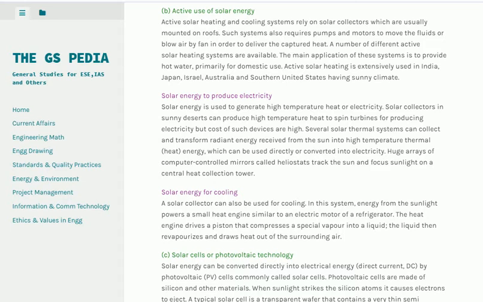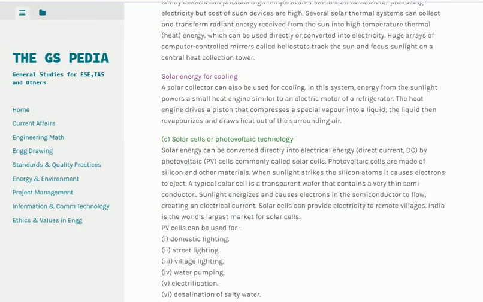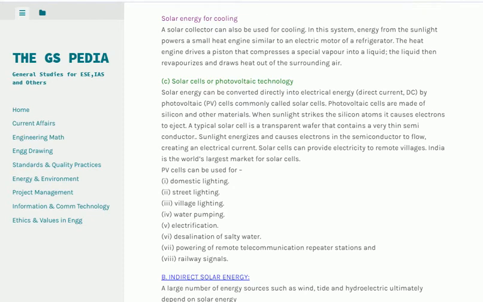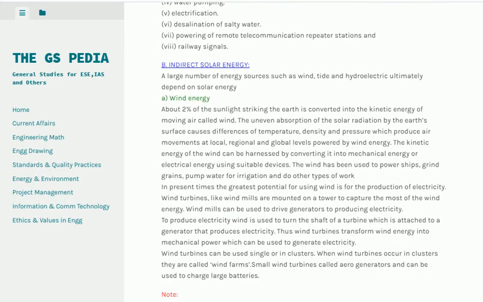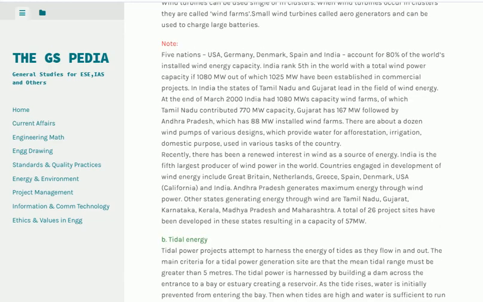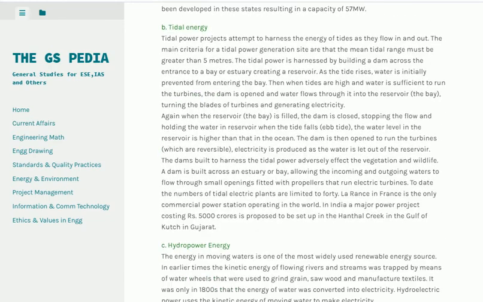Solar energy for cooling. A solar collector can also be used for cooling. In this system, energy from the sunlight powers a small heat engine similar to the electric motor of a refrigerator. The heat engine drives a piston that compresses a special vapor into a liquid. The liquid then revaporizes and draws heat out of the surrounding air.